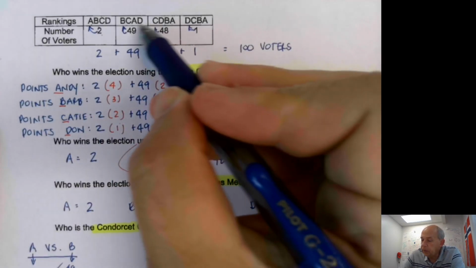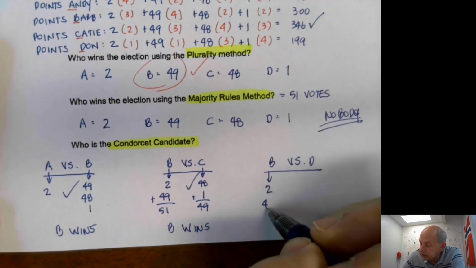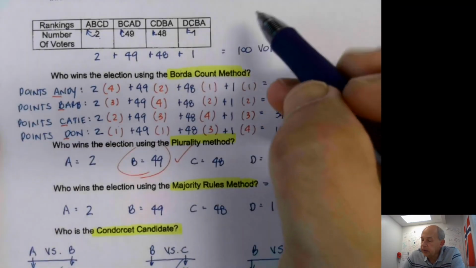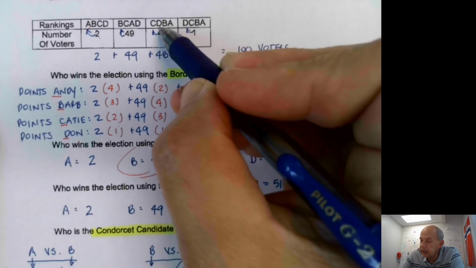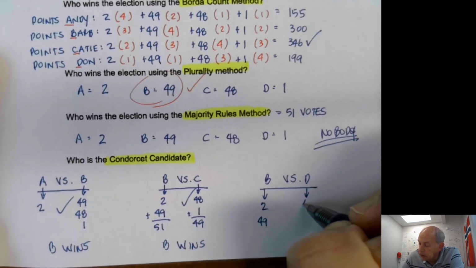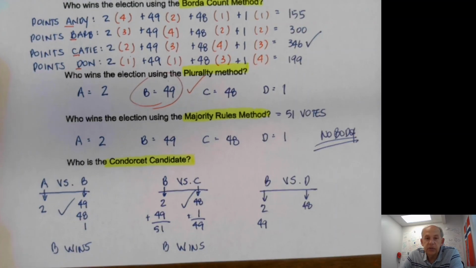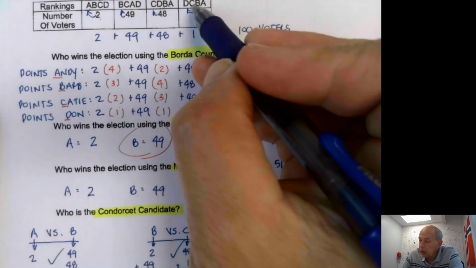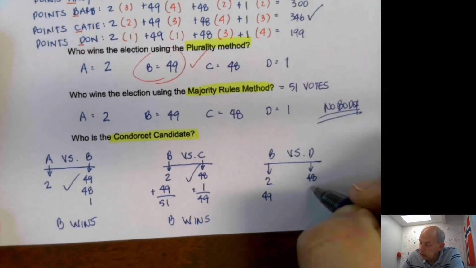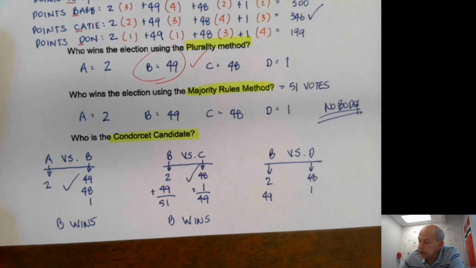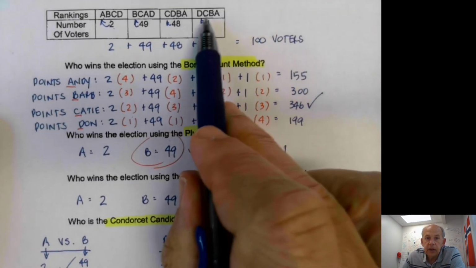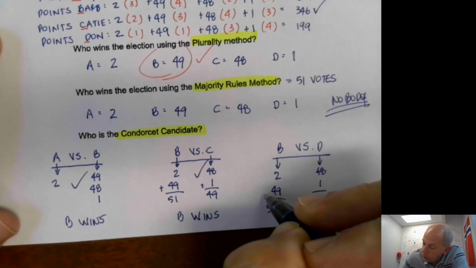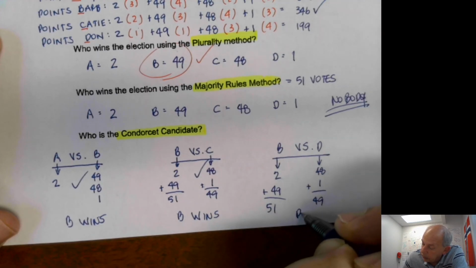49 people prefer Barbara in first place, Don in last. Barbara gets those 49 votes. Let's compare these 48. Don is in second, Barbara is in third. Don gets those 48. Then the last one, Don is in first. Barbara is in third. Right there, first and third. Add those up, 51 to 49, Barbara wins.